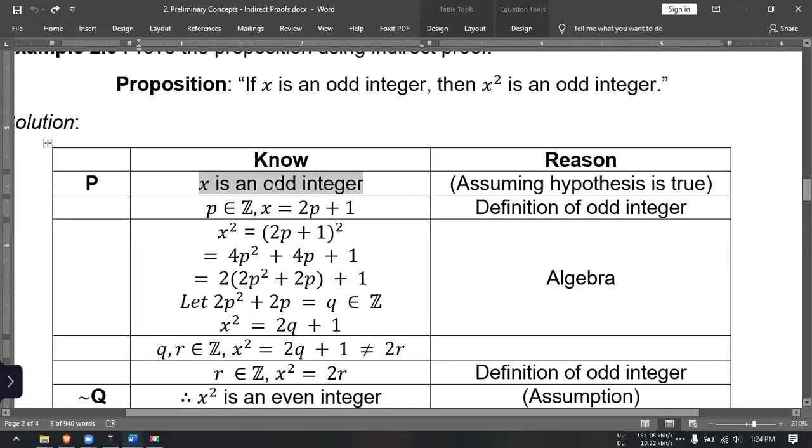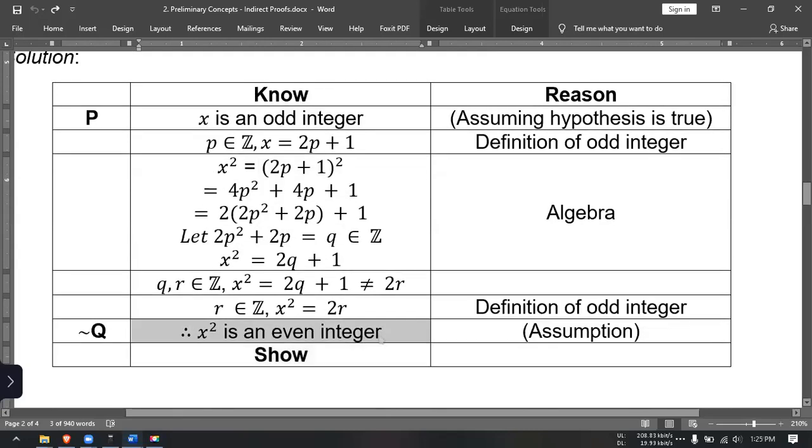So, from our hypothesis, x is an odd integer. By definition of odd integer, we have 2p plus 1. Squaring x will give us 2p plus 1 squared. By algebra, we'll have x squared equal to 2q plus 1. So our x squared is 2q plus 1, which is odd. We're trying to prove that x squared is even. So there is a contradiction again. We are contradicting our conclusion. Kanina, we were contradicting our hypothesis.